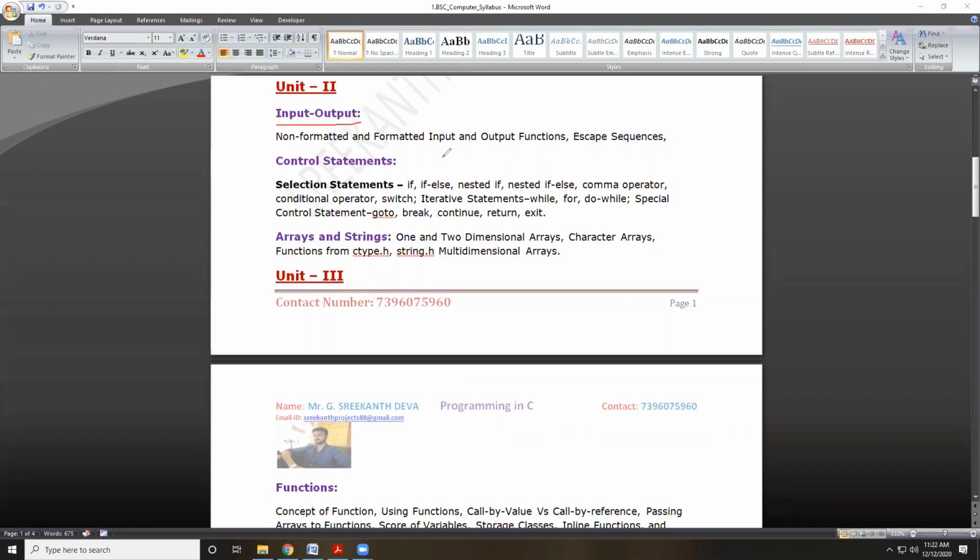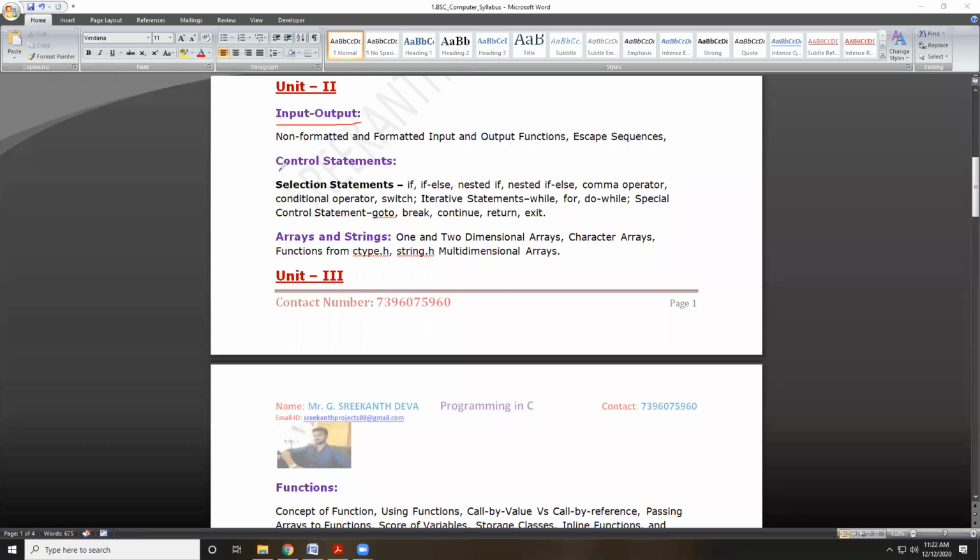There we need to learn what the various C input functions are, what the various C output functions are, how to use input functions, and how to use output functions. We try to discuss in detail the input output, and some escape sequences are there. We'll discuss how to move the cursor to a new line, backspace, tab space, everything. We try to discuss that in the escape sequences.